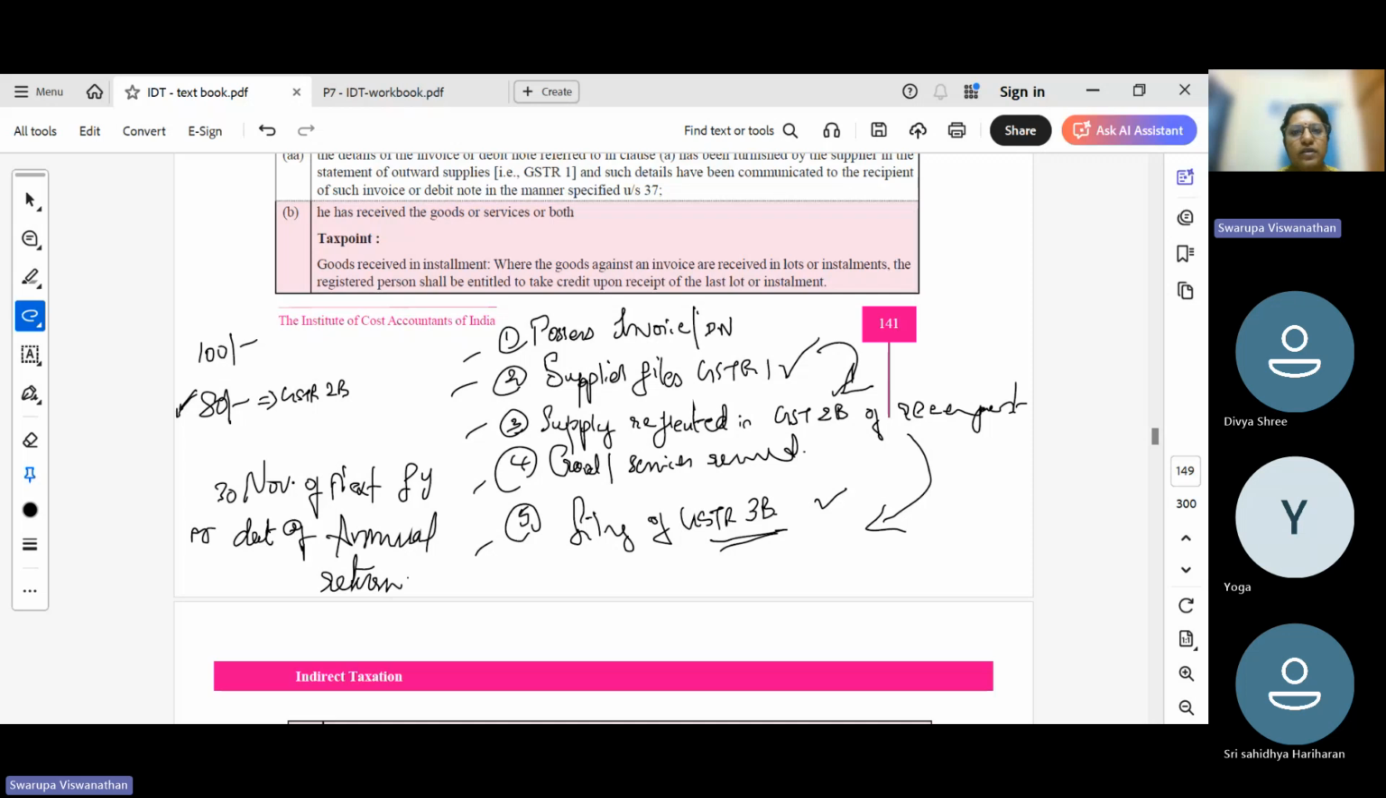The due date of filing annual return is 31st December. So anytime up to 30th November or the date of filing annual return. If you are filing annual return before 30th November, then after filing annual return, you cannot take credit. So 30th November of the upcoming financial year or date of filing annual return, whichever is earlier, is the due date or the maximum time within which ITC can be availed. So there is no specification that June month's ITC I have to avail in the month of July. June month ITC you can avail within 30th November of the next financial year.